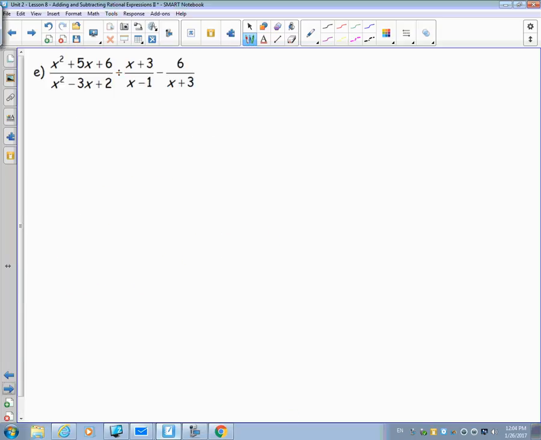Okay, now we're ready for the last one. We'll put it all together, everything we've been doing. We've got dividing and adding and subtracting and multiplying and all kinds of stuff in this one. Can you do it?